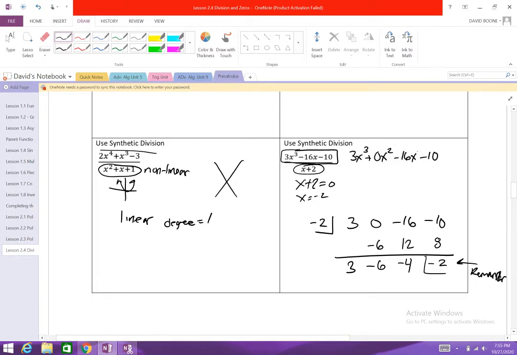Oops, sorry, that's sloppy writing there. So our final answer here is 3. And again, we're going to go one less because we're taking this x to the third divided by x. So it would end up with x squared minus 6x minus 4. And then here's my remainder. So we'd go -2 out of our divisor, which is x plus 2.